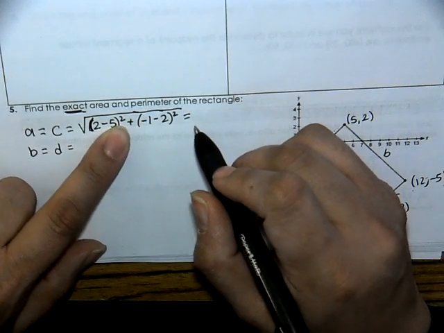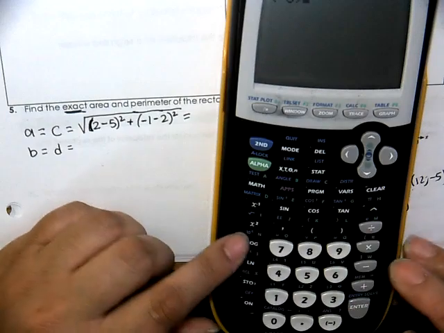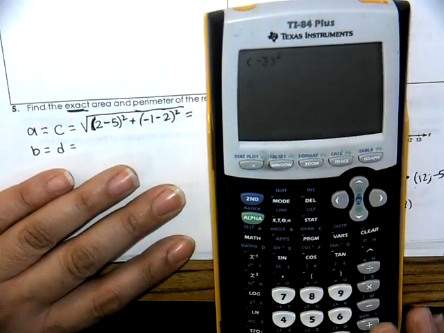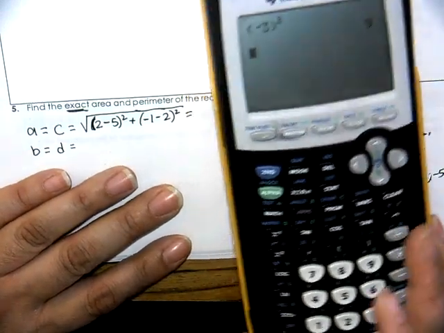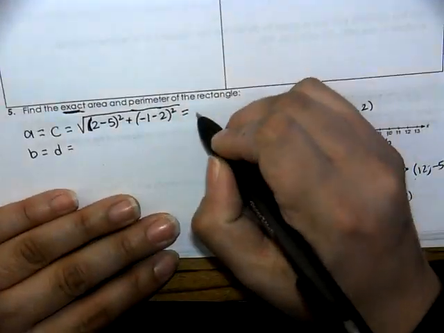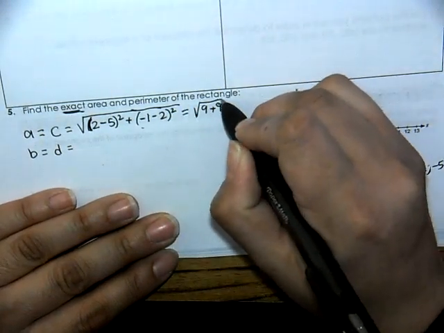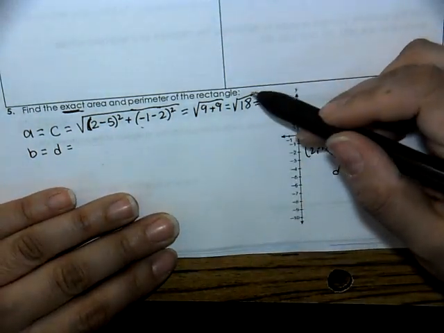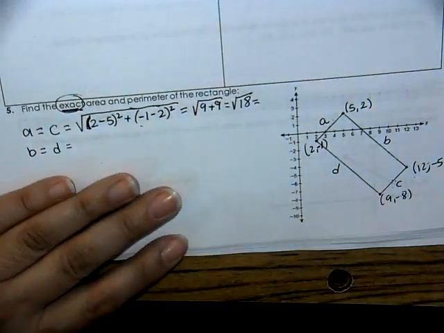Negative 3 squared. When you square a negative number, and if you're not sure, try it out, negative 3 squared comes out to negative 9. Or, I'm sorry, positive 9. It will always be positive no matter what when you square a negative. So we get 9 plus negative 3 squared again is also 9. 9 plus 9 is 18, but I can't leave my answer like that. I want to write it in simplified radical form because I need an exact answer.